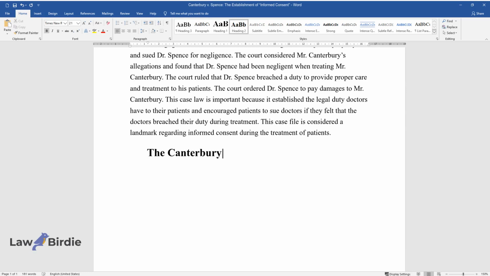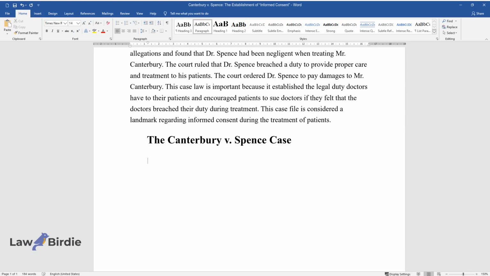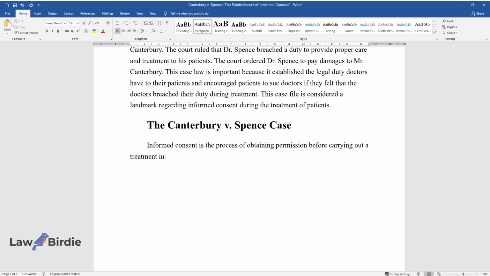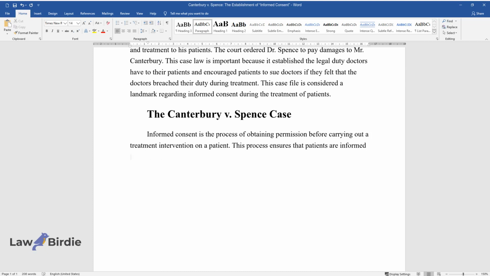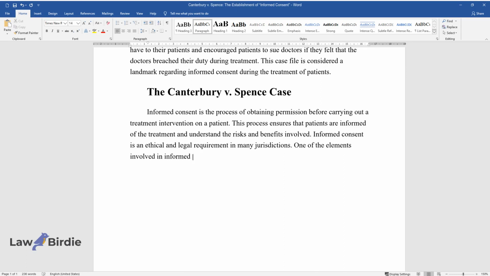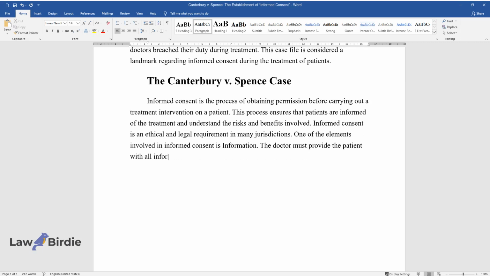The Canterbury versus Spence case. Informed consent is the process of obtaining permission before carrying out a treatment intervention on a patient. This process ensures that patients are informed of the treatment and understand the risks and benefits involved. Informed consent is an ethical and legal requirement in many jurisdictions. One of the elements involved in informed consent is information. The doctor must provide the patient with all information about the treatment procedure.